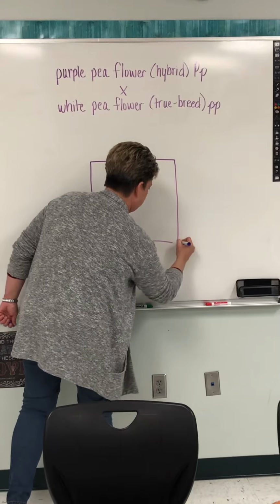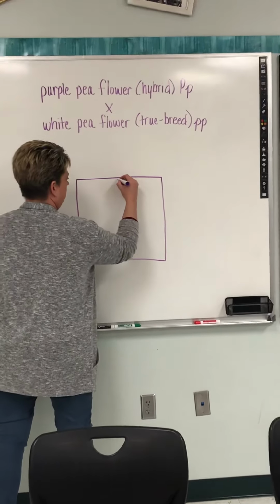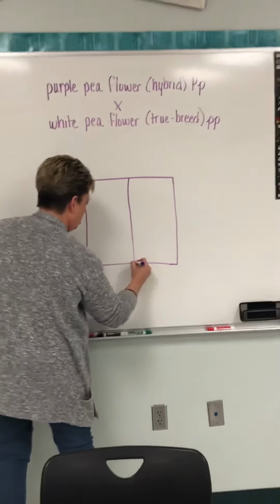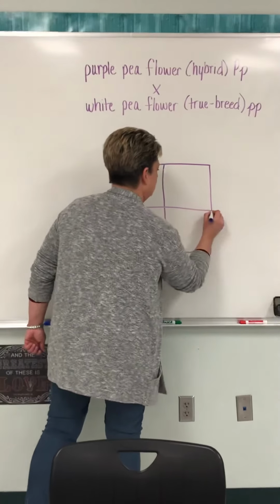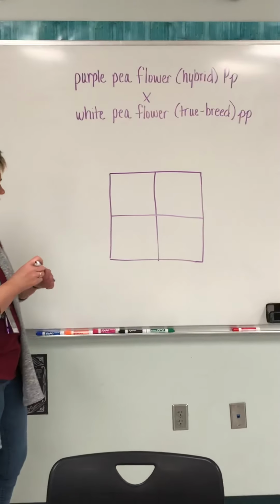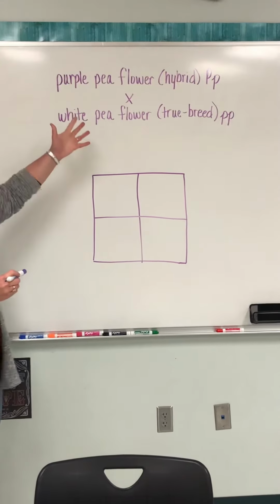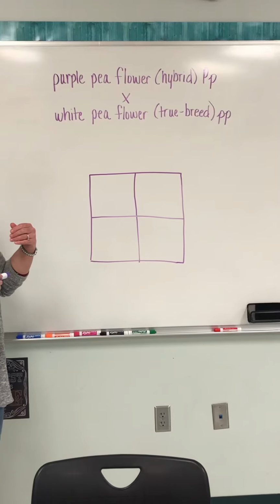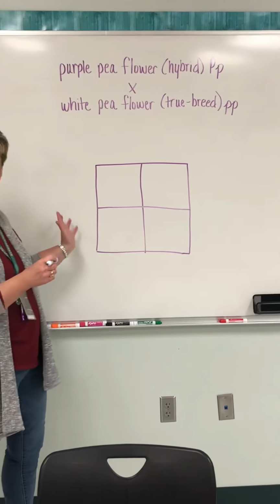Doesn't have to be perfect. Mine never usually is. Just needed to have 4 boxes, kind of like making a window. All right, so now we take the 2 genotypes from the 2 things that we're crossing, put one on top and one on the side.